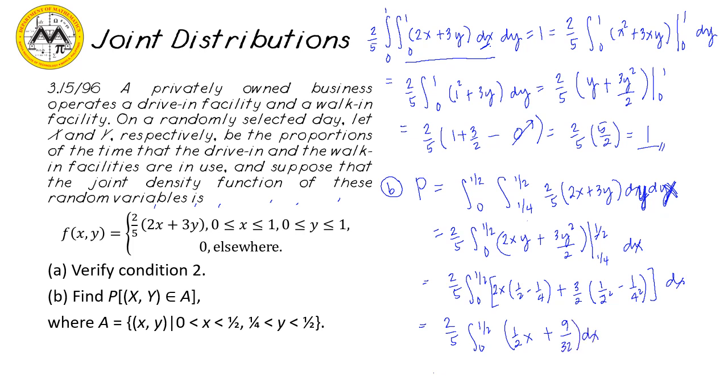For this one, this is readily integrable by your calculator. So we can have 2 over 5 times the integral of 0.5x plus 9 over 32 from 0 to 1/2. So this is 13 over 160.